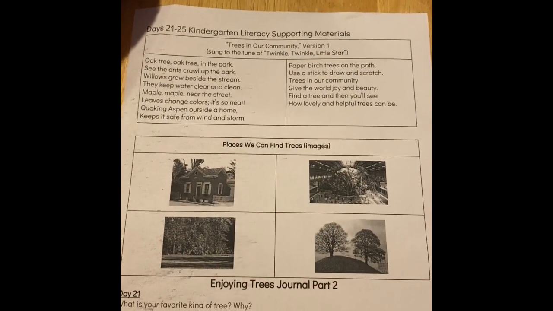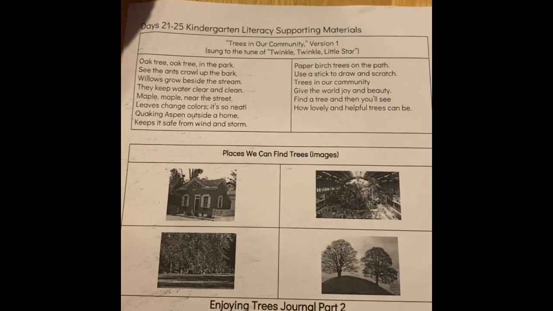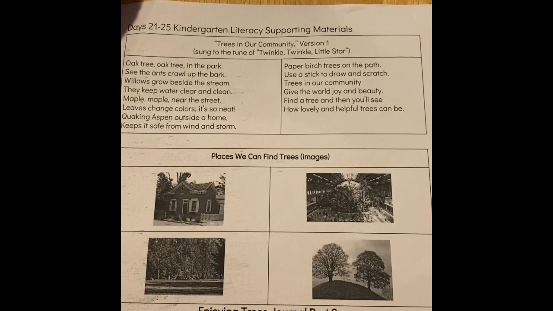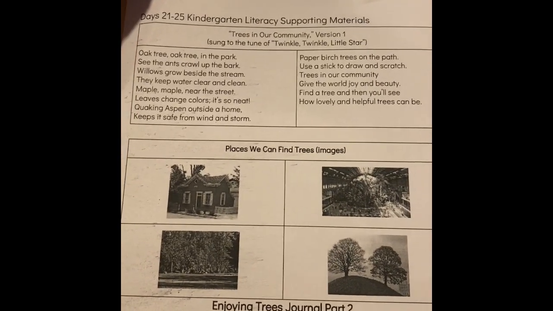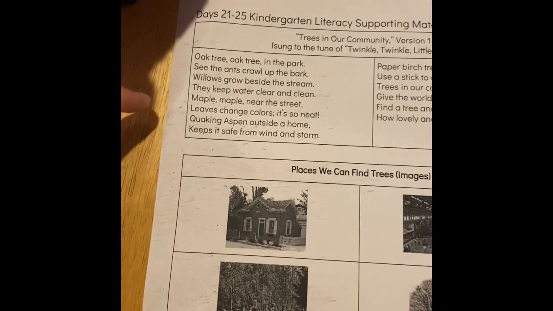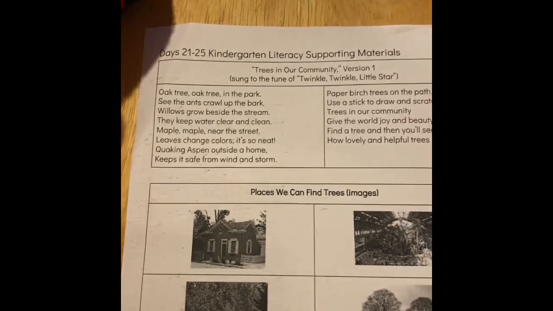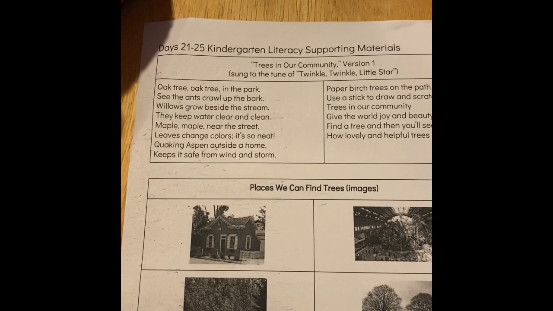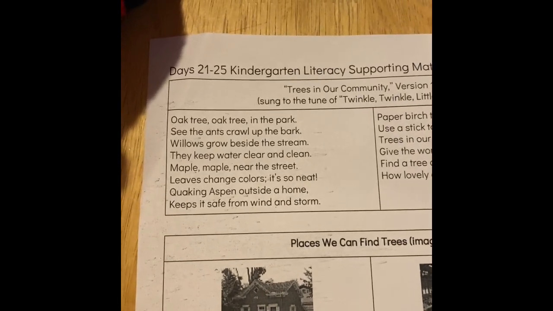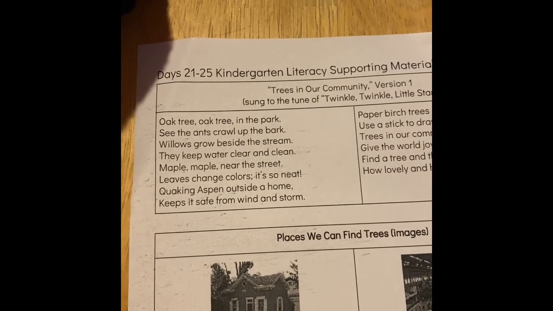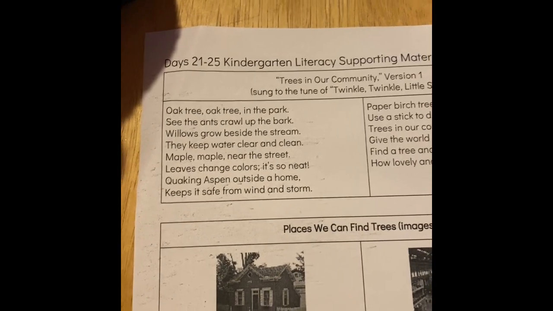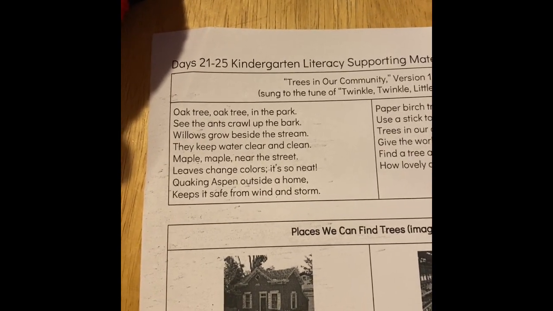Okay, so the first thing that we are going to do is sing our Trees in Our Community song. The first time I sang it all by myself. I would love for you to sing it with me if you can read these words or if you've remembered part of it. It sounds a lot like Twinkle, Twinkle, Little Star, but instead it's all about trees. After we sing it, we're going to be talking about what the main idea of this poem is. So while we're singing, I want you to be thinking about that.